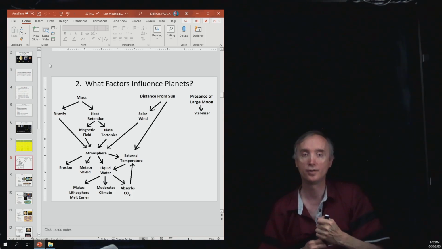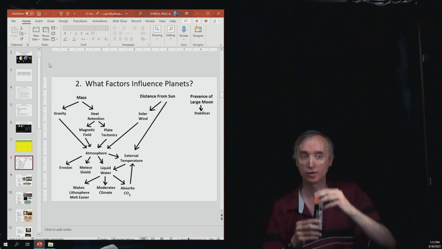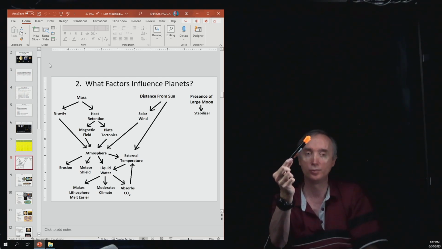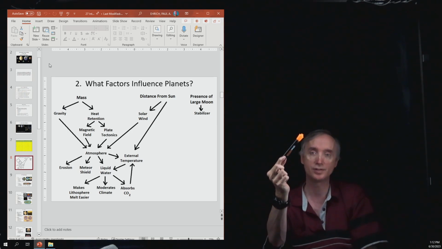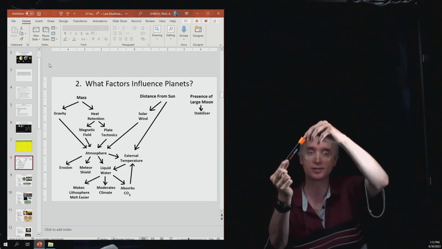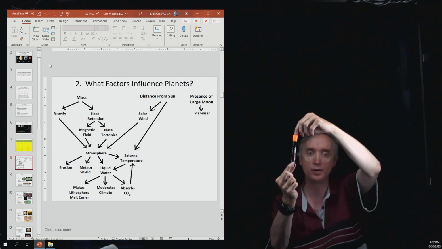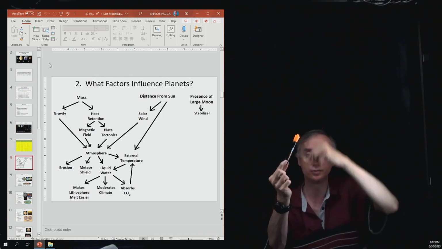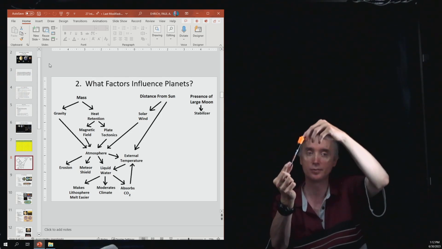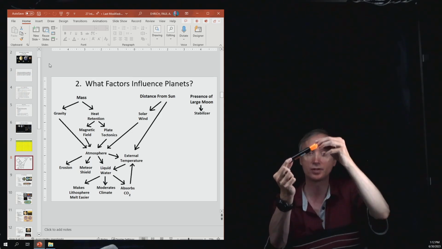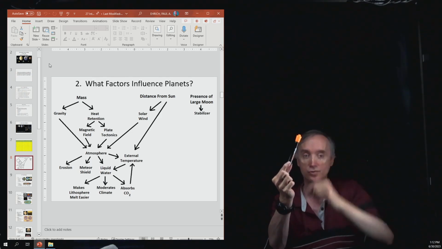A moon acts like a stabilizer. It keeps a planet from wobbling. Currently the Earth is at a 23-degree angle, and when we talked about the ice ages, we said that it has a cycle in which it does wobble over a period of about 40,000 years. So sometimes the tilt of the Earth is more than 23 degrees, and sometimes it's less.